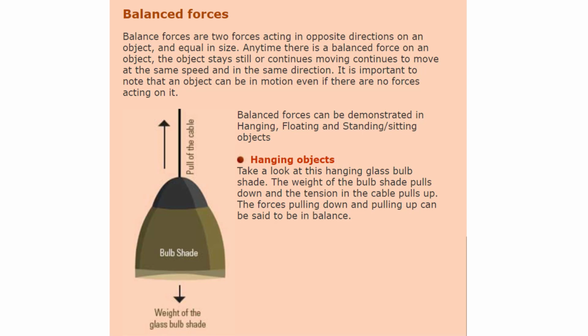Hanging objects. Take a look at this hanging glass bulb shade. The weight of the bulb shade pulls down and the tension in the cable pulls up. The forces pulling down and pulling up can be said to be in balance.